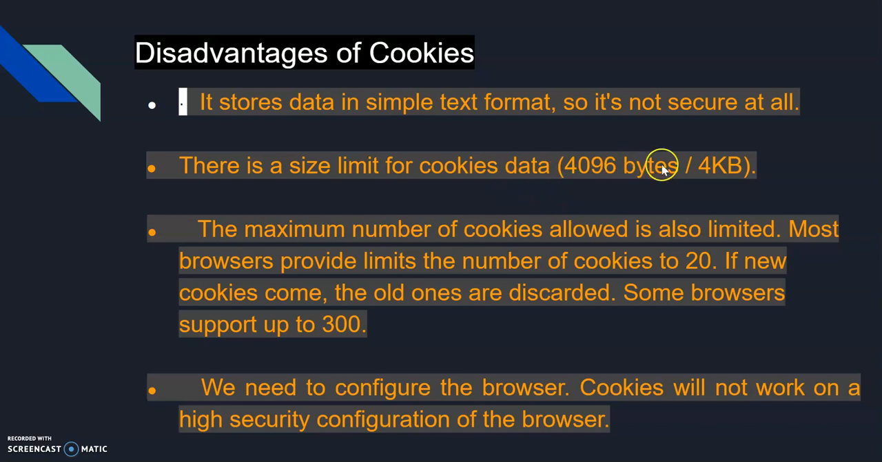Now, there is a size limit. The size limit is only up to 4 KB of data for a cookie. Also, there is a limit on how many cookies are supported by every browser. Normally the number is 20 for a browser, but newer browsers support up to 300. If we want to store cookies beyond that limit, it will delete the old cookie and then the new cookie will be stored.